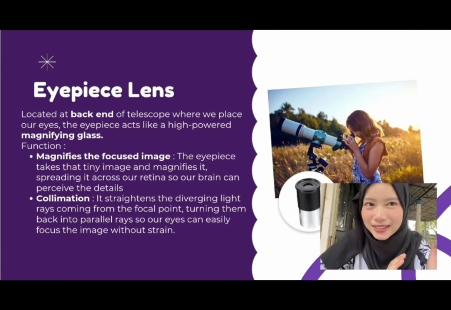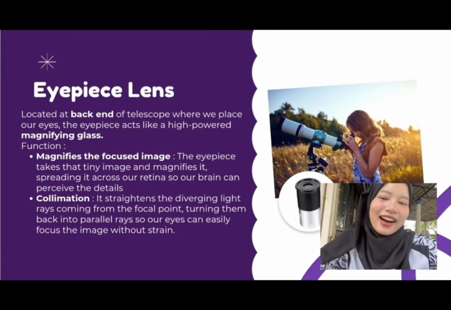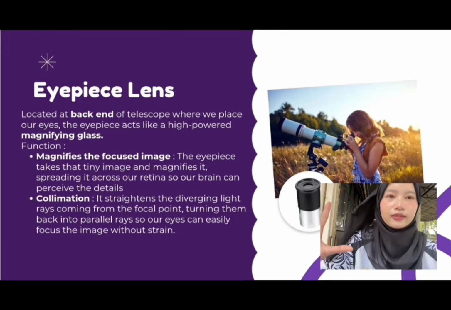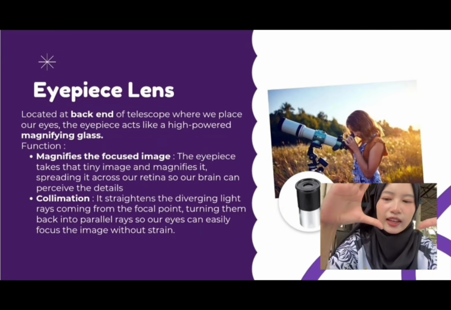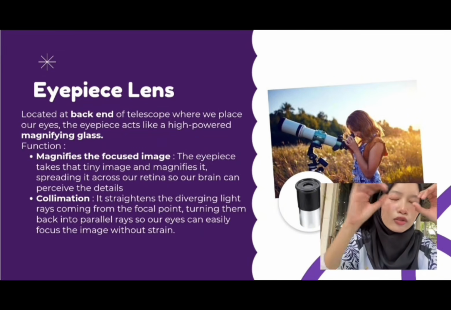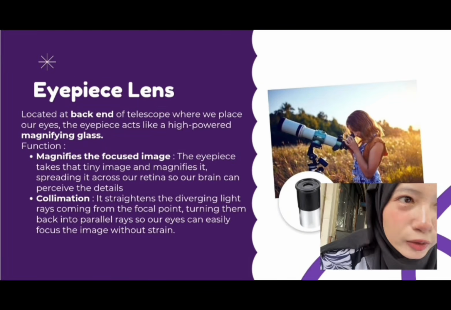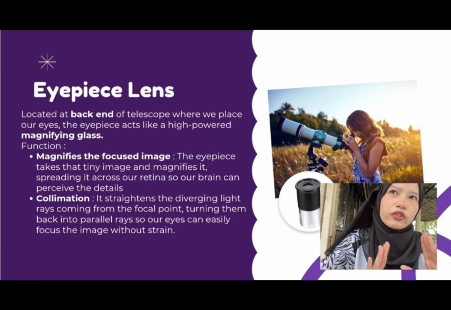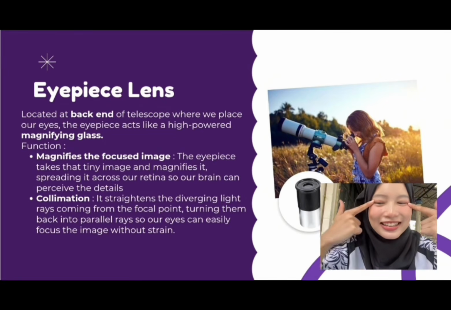The eyepiece lens is located next to our eyes, as we see here. It is a magnifying glass that magnifies the object. The eyepiece takes the tiny image and magnifies it, spreading it out across our retina so our brain can perceive the detail. The second part is collimation. It straightens the diverging light rays coming from the focal point, turning them back into parallel rays so that our eyes can easily focus the image without any strain.